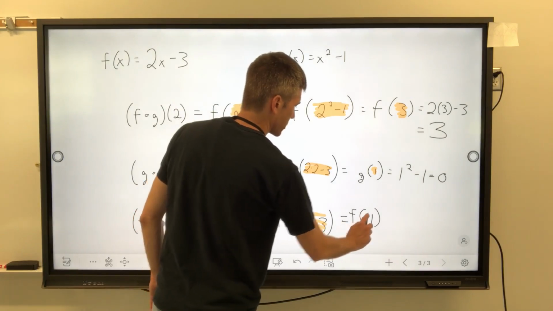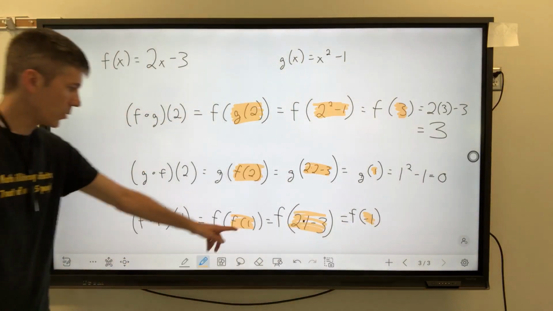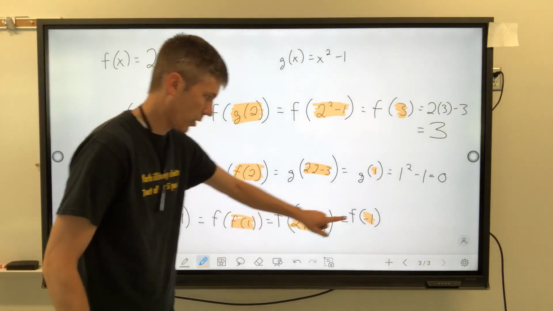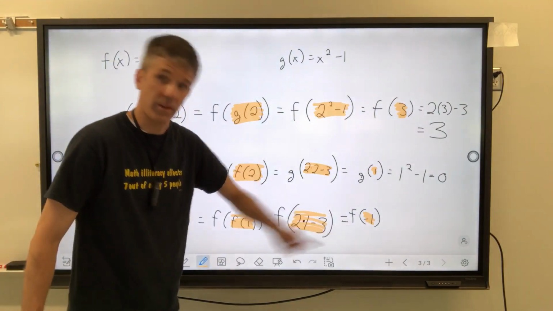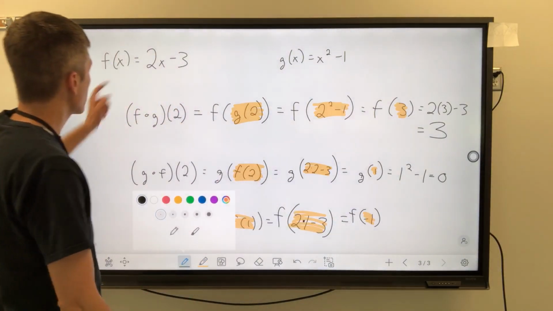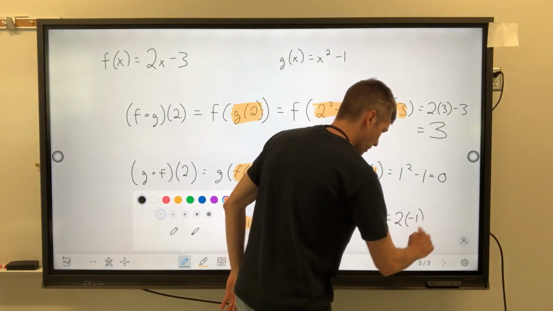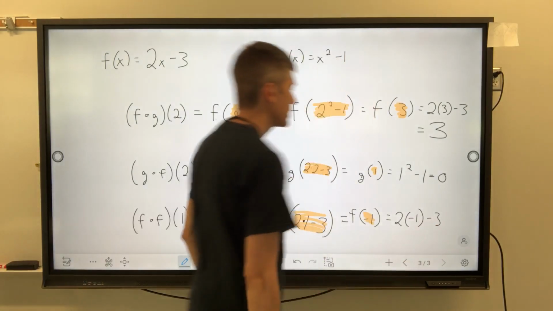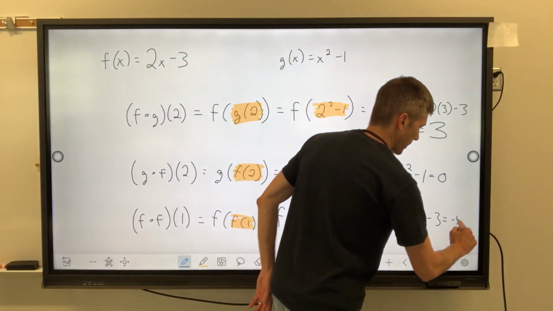Everything highlighted is equivalent. We have evaluated from the inside out. 1 went to the f function. This was the work. Gave us a negative 1. That negative 1 now goes into f again. So that gives us 2 times negative 1 minus 3. That would give me negative 5. And that would be it.